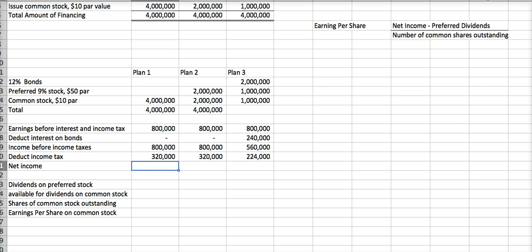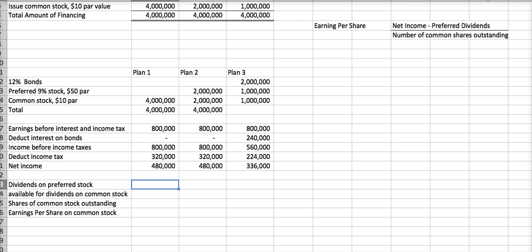Now we get to net income. This is net income after bond interest expense and after income tax expense. So our bottom line net income is this right here. Alright, now we're trying to get down to that earnings per share, and remember that's net income minus preferred dividends divided by number of shares outstanding. So we need to calculate our dividends on our preferred stock.